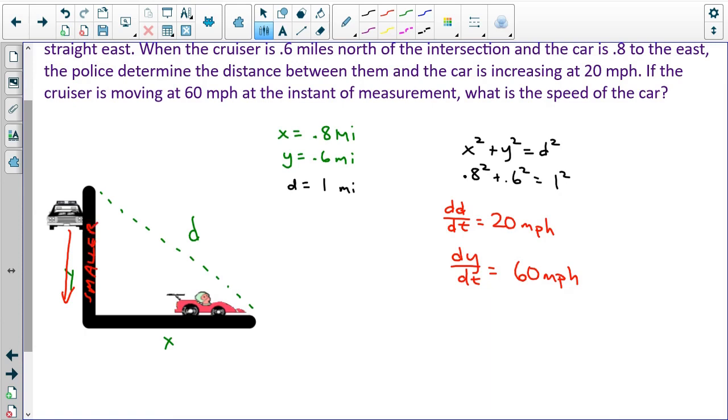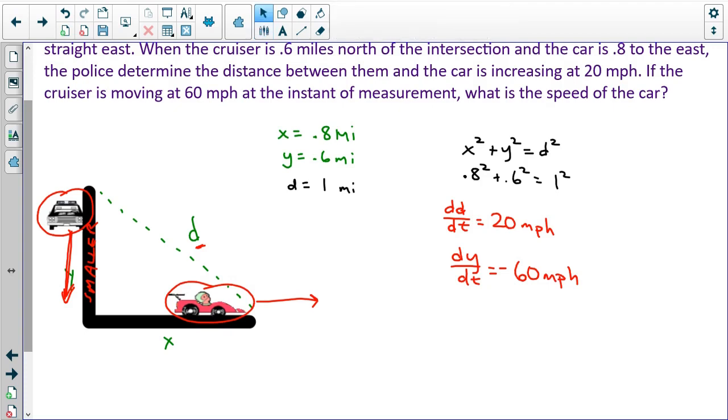And because it's making that part of the triangle smaller, this is actually going to be a negative 60 miles an hour in the sense of what's actually happening to our picture. It's not going to increase the distance, it's going to decrease the distance. So basically what's happening is we have this car moving to the right and increasing the distance. We have this police cruiser moving down and decreasing the distance, and we're trying to figure out the rate of change or the speed of the car because we have two other pieces of information.